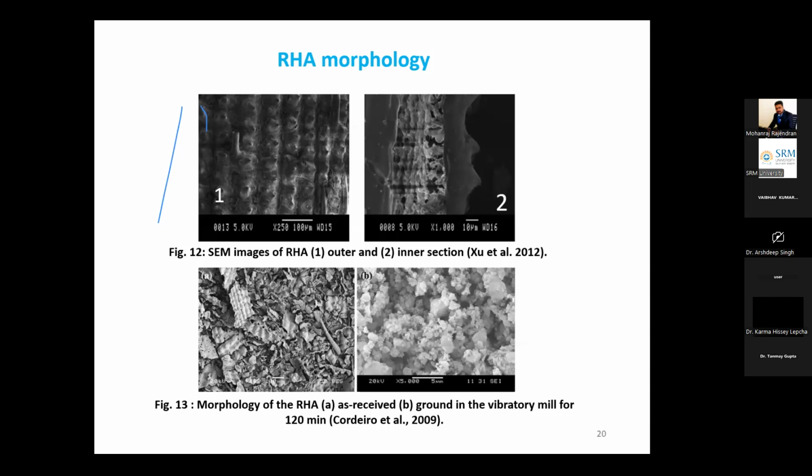Due to this, grinding is required. When grinding is done, this morphology is going to change. As per the literature available with us, it is suggested that grinding up to a particle size less than 45 micrometer is required, so that it does not affect the water demand in the concrete.